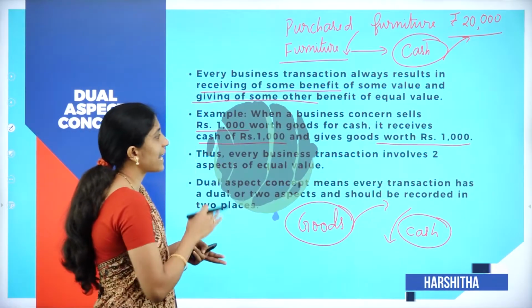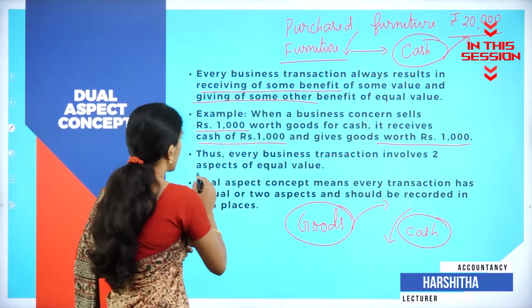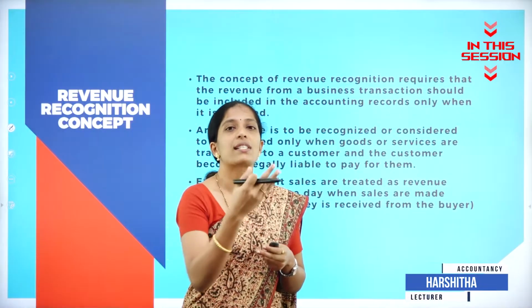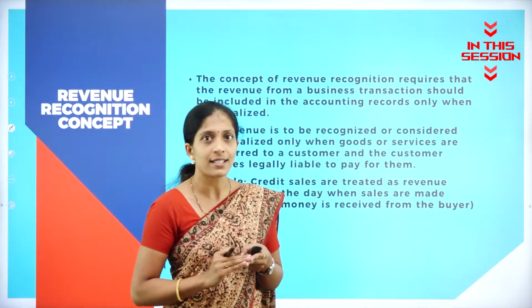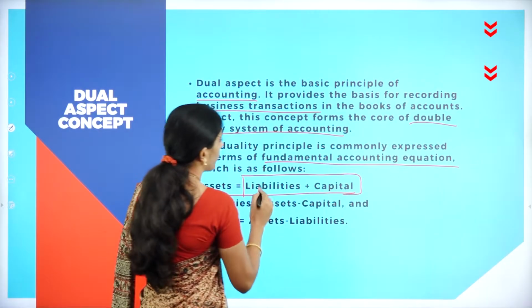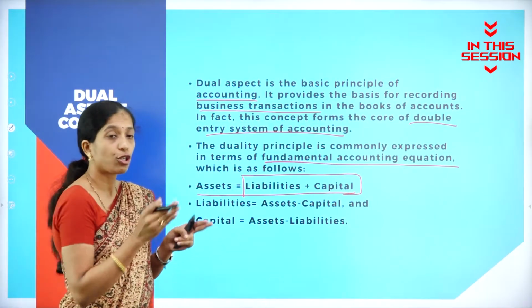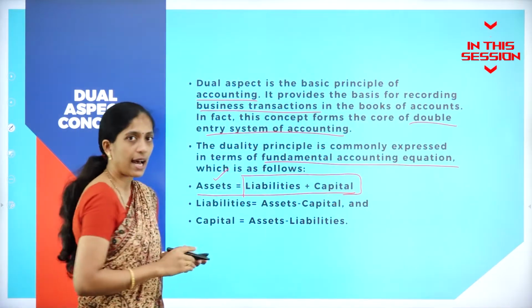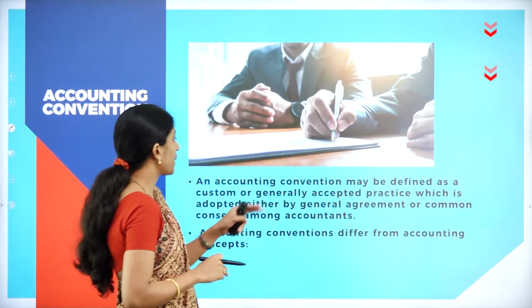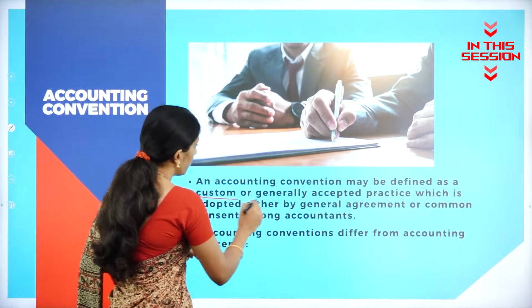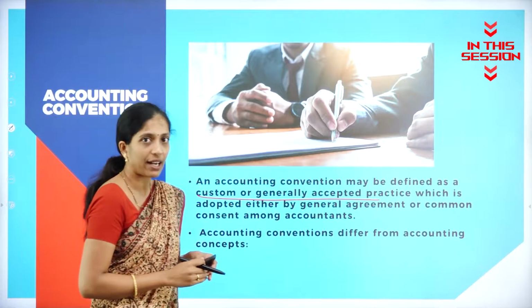Thus, every transaction involves two aspects of equal value. The amount which is received while selling the goods, that is known as revenue. If you add the total liability and capital, it should be equal to total assets. So, accounting conventions may be defined as a custom or generally accepted practice.